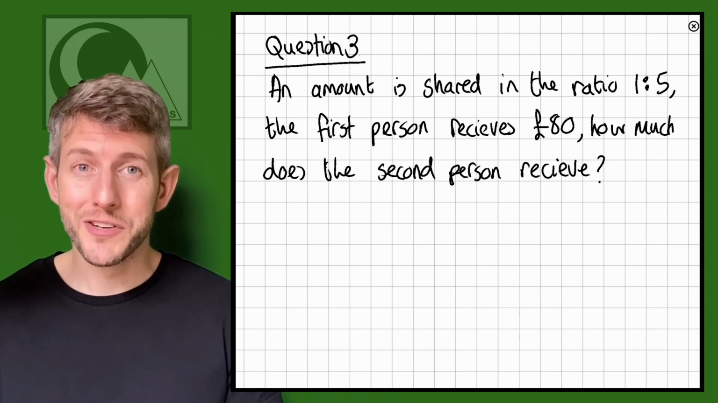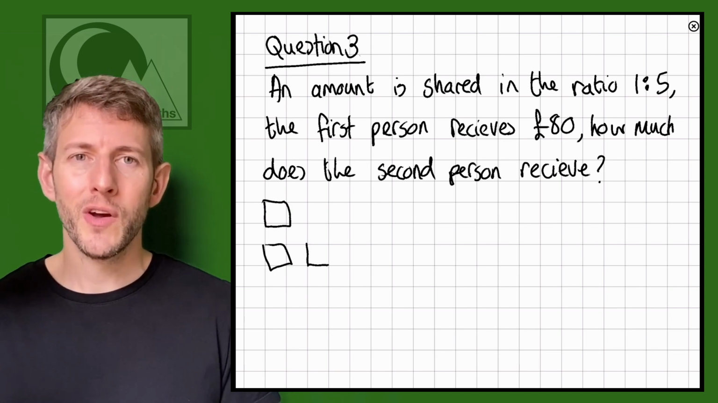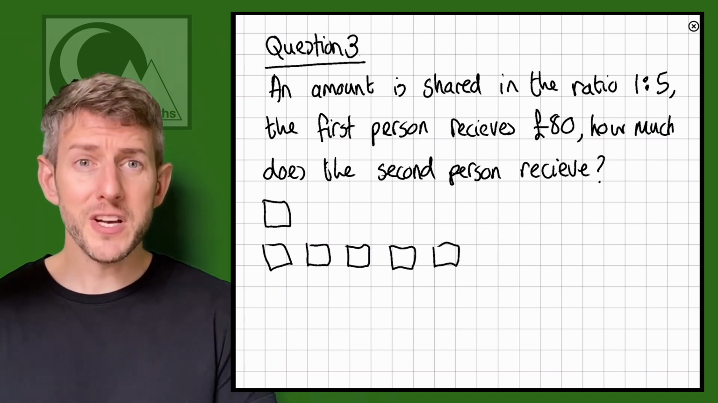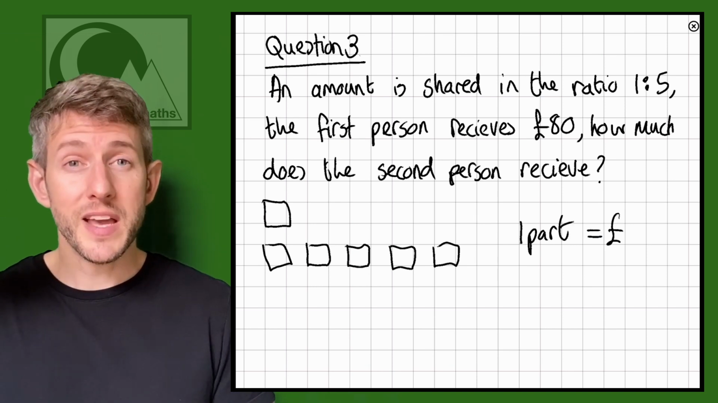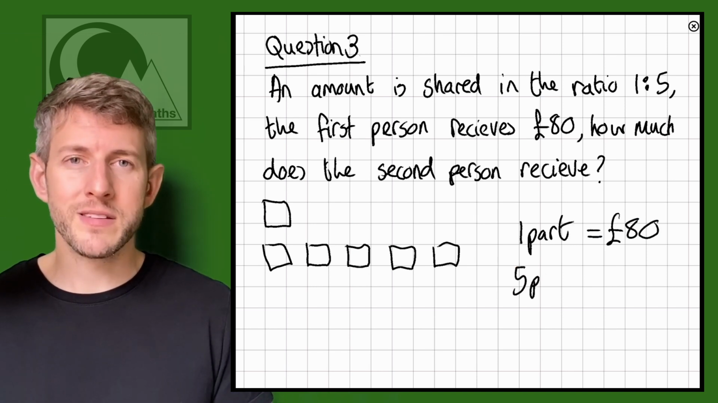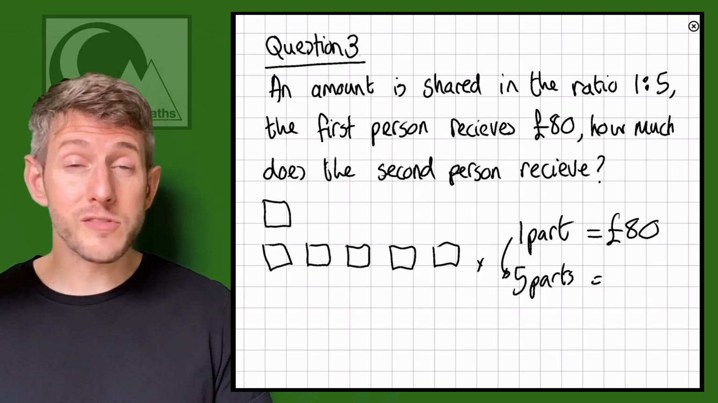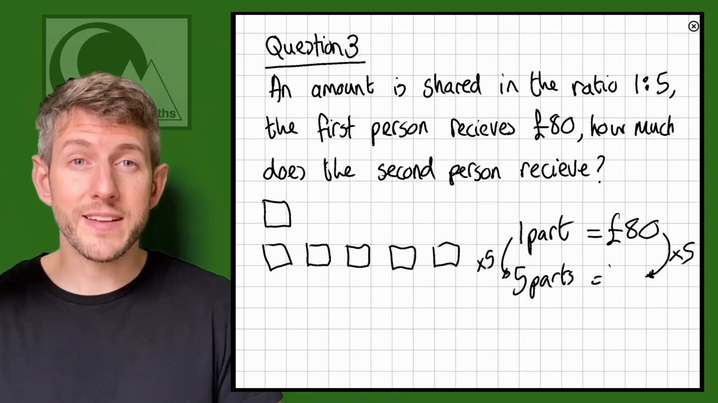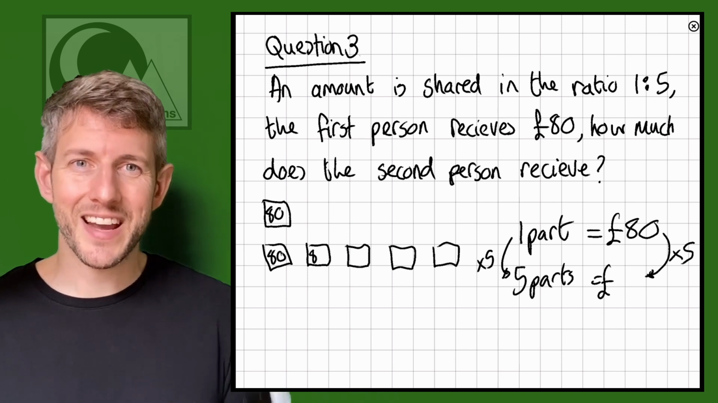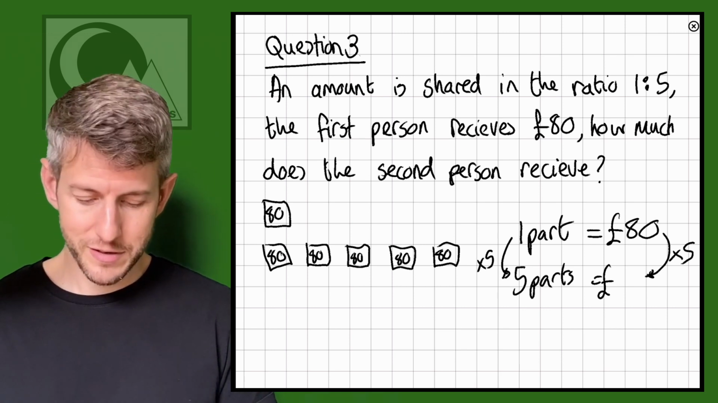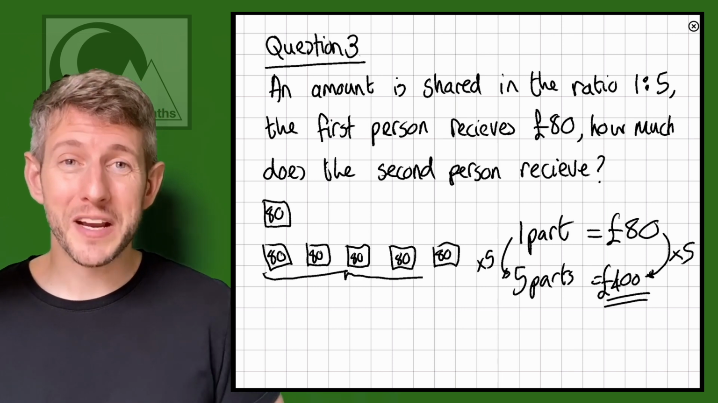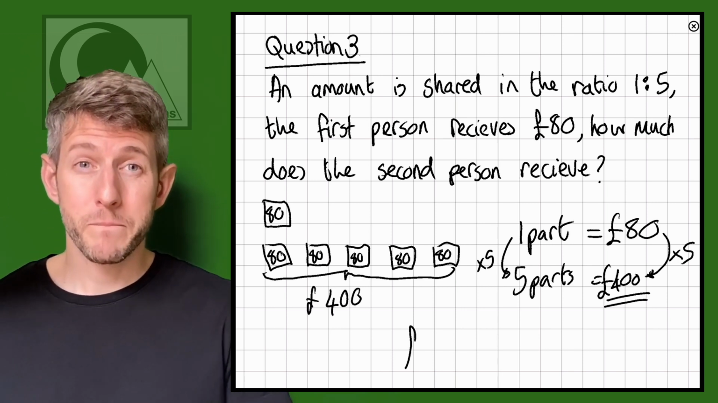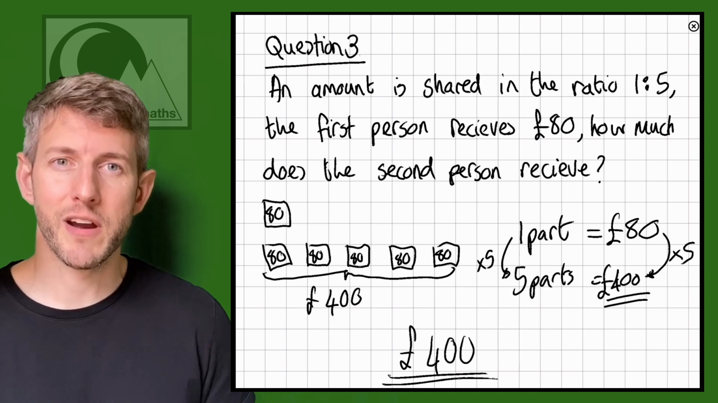In this question, it's pretty straightforward. We've been given the 1 part. So if the first person who receives 1 part gets £80, the second person gets 5 parts, so that's 5 lots of the 80. Let's just use our calculator to check that, it should be 400. 5 times 80 is 400. Therefore, the second person gets £400. Okay, let's have a look at a scenario question.